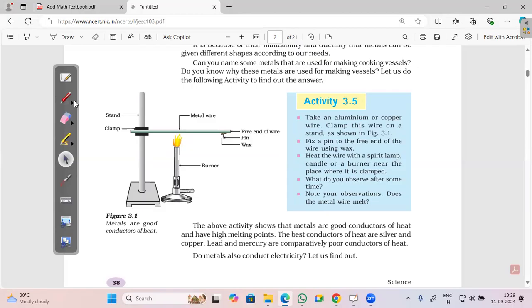No, sir. Yes, lead. So lead is the metal which does not have luster.